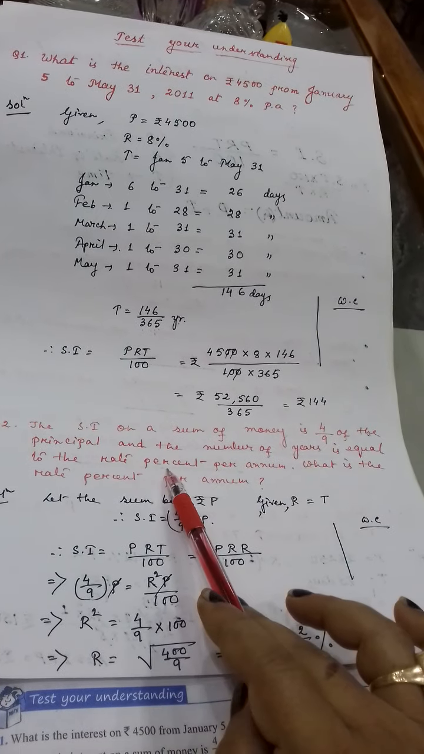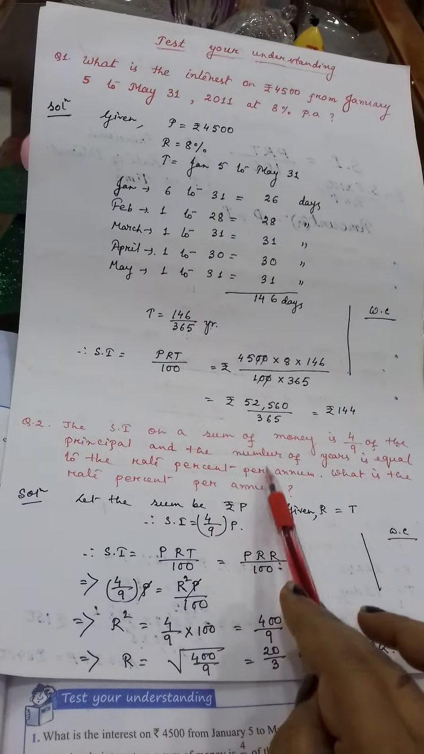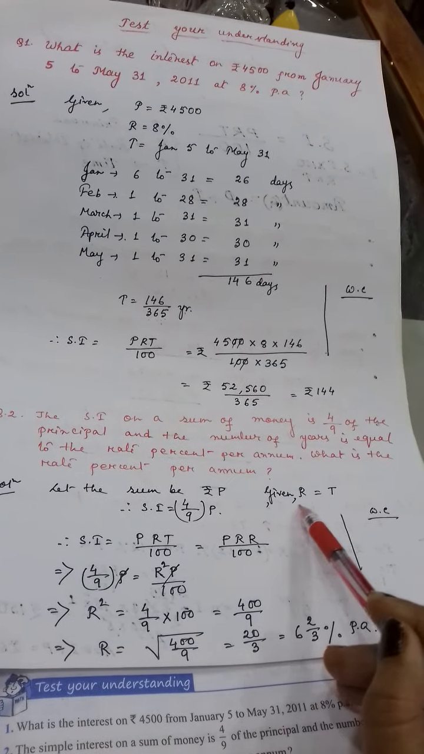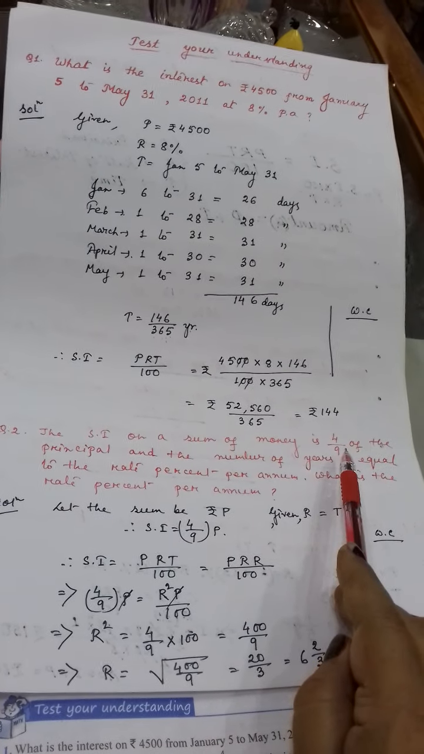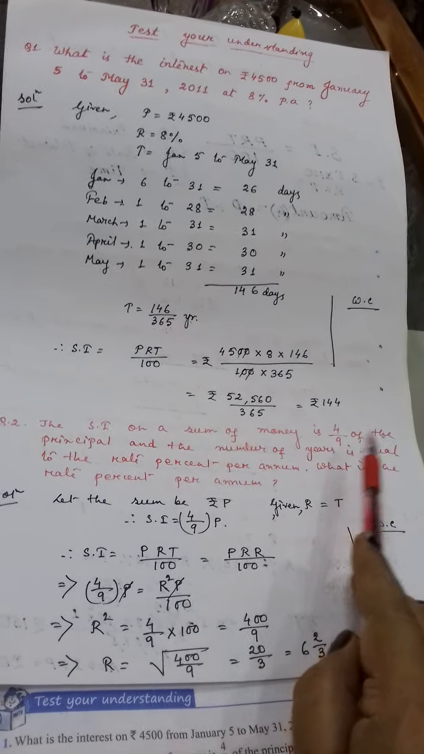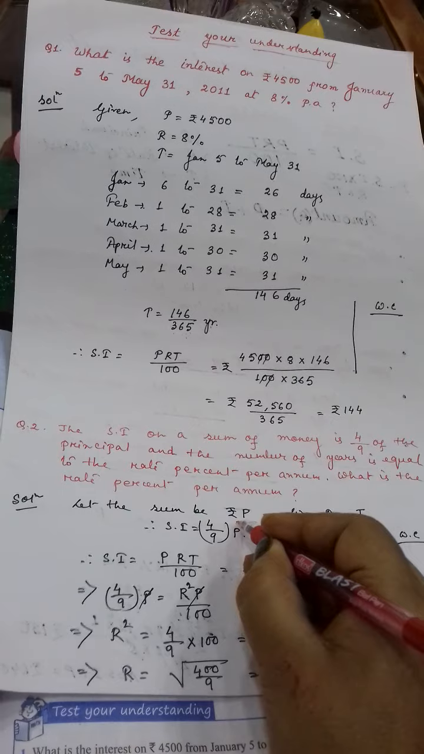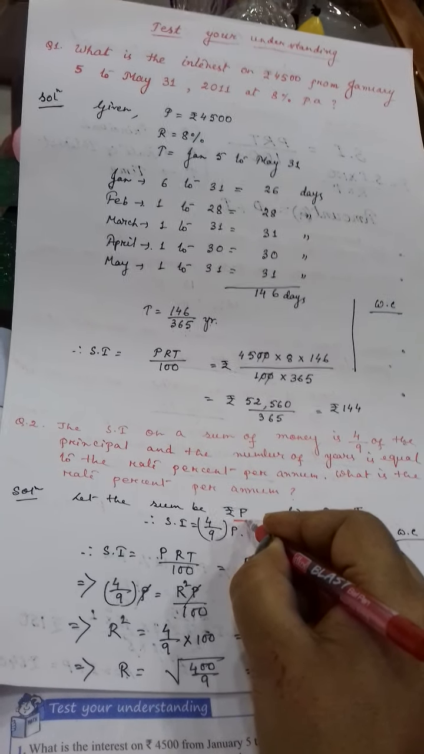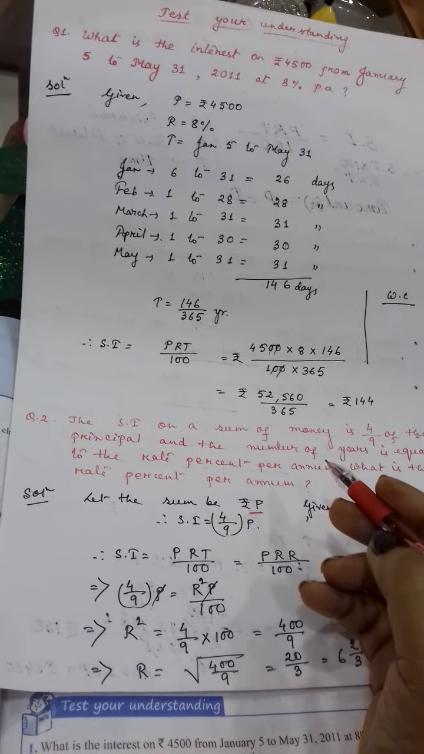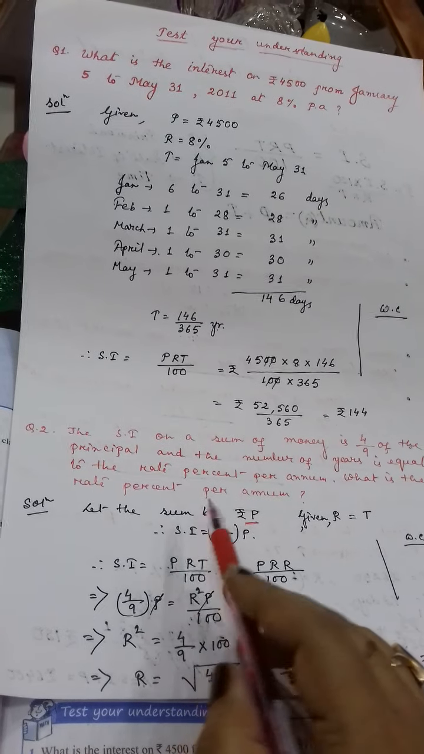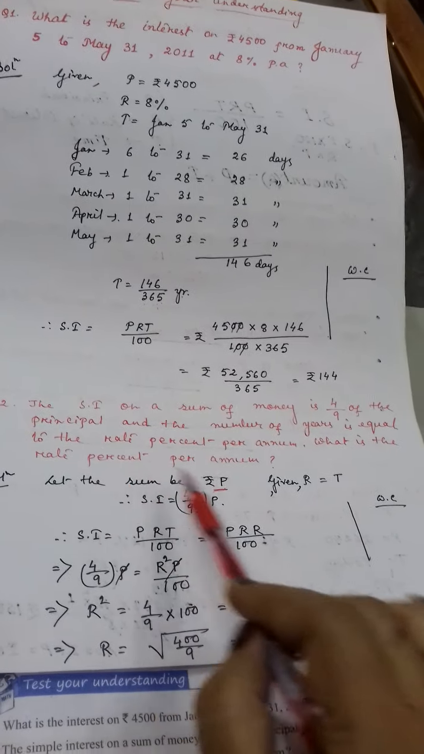So number of years and rate percent are equal. So here it is given R is equal to T. Here principal is also not given to you, but told 4 by 9 times of the principal. If it is not given, you can consider the sum of money, which means principal, as P, or you can consider X also, no problem. Then simple interest will be what? According to the condition, 4/9 of the principal, yes or no?